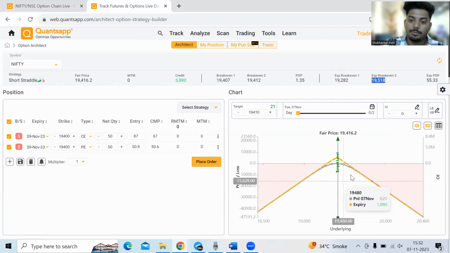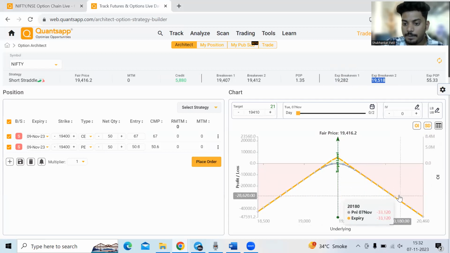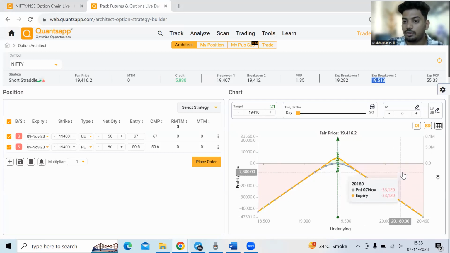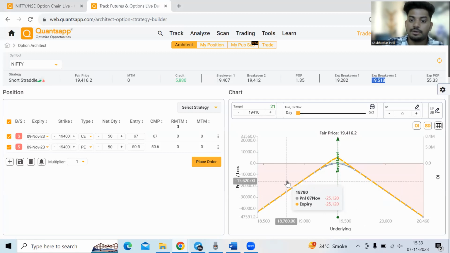But the problem with this strategy is that if there is a big movement in the market, let's say the market goes to 20,000 till expiry, it may go, right? If that happens, I will lose 33,000 over here. So just to earn 5,000, how much risk am I taking? I'm taking a risk of 33,000, and vice versa on the downside. Let's say the market goes to 18,780, I'm losing 25,000 over here.